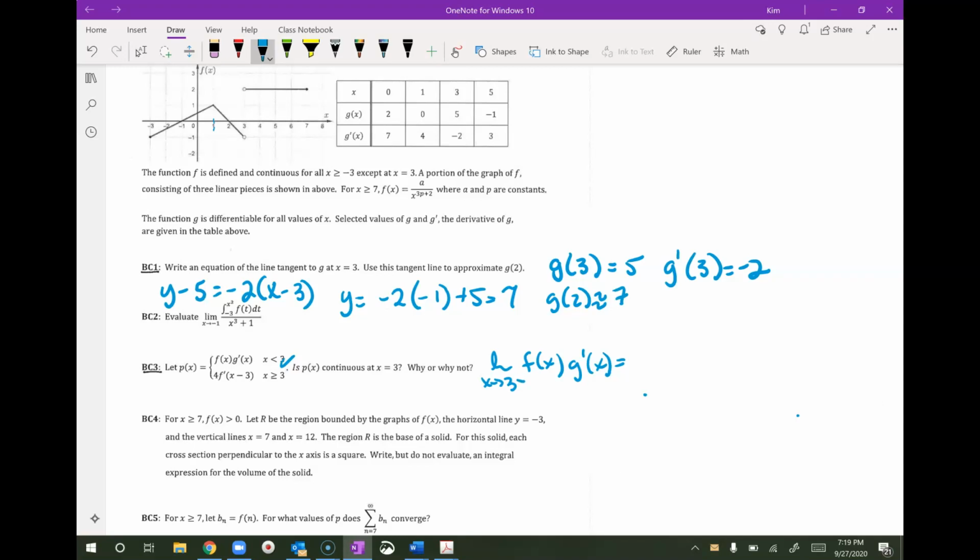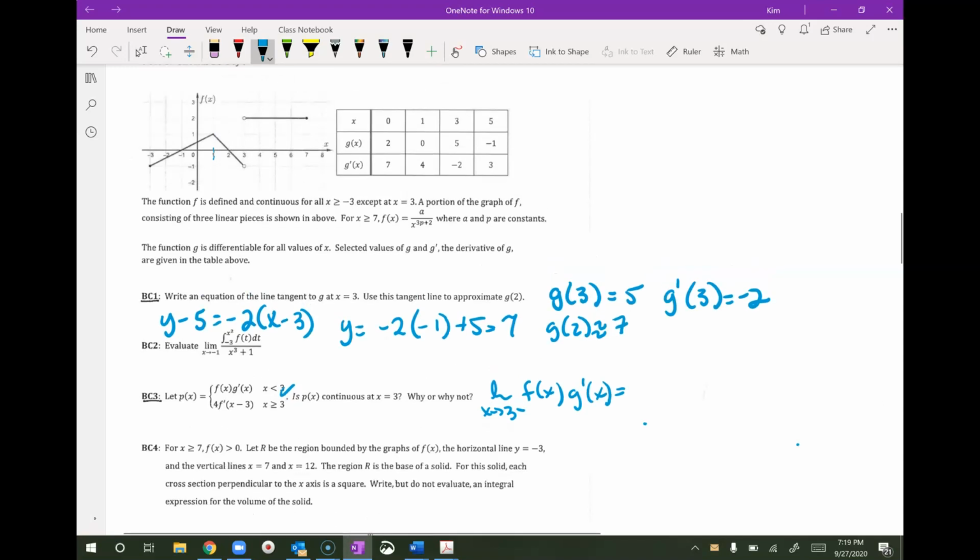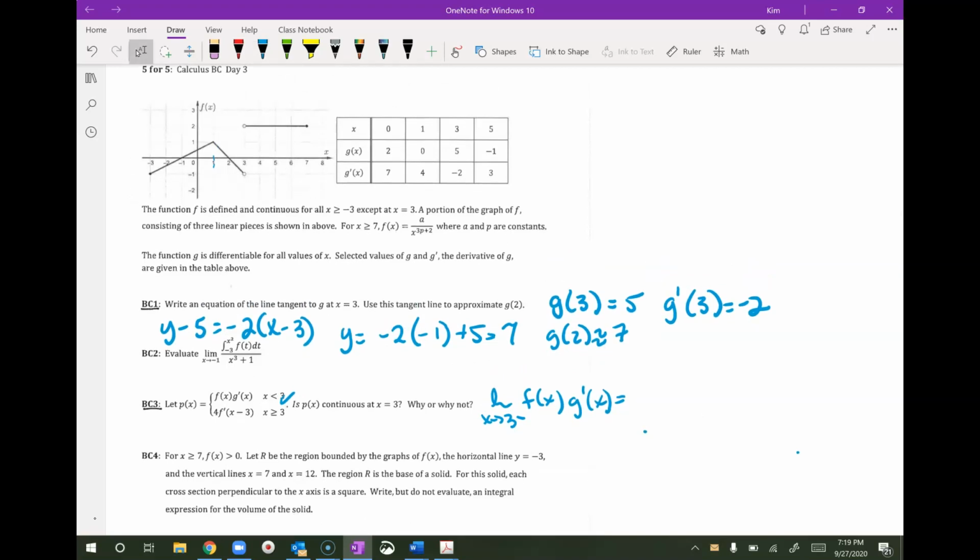So x approaching 3 from the left, f of 3 from the left, I'm going to come right in here like this, is approaching negative 1. And g prime of 3, it looks like in either direction, would be negative 2, and so our limit as x approaches 3 from the left is 2.